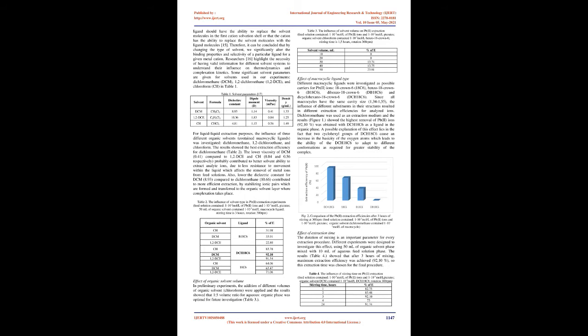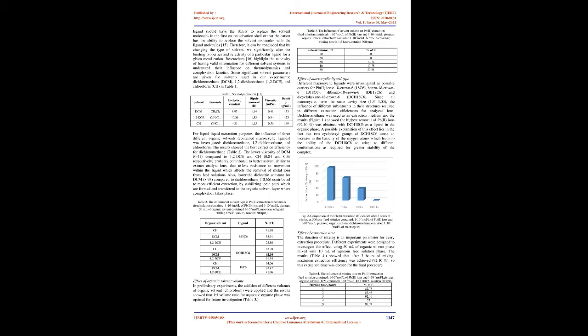Effect of organic solvent type. The solvation of a metal ion strongly depends on its size, but also on the nature of the solvent. During complexation, the ligand should have the ability to replace the solvent molecules in the first cation solvation shell, or the cation has the ability to replace the solvent molecules with the ligand molecules [15]. Therefore, it can be concluded that by changing the type of solvent, we significantly alter the binding properties and selectivity of a particular ligand for a given metal cation.